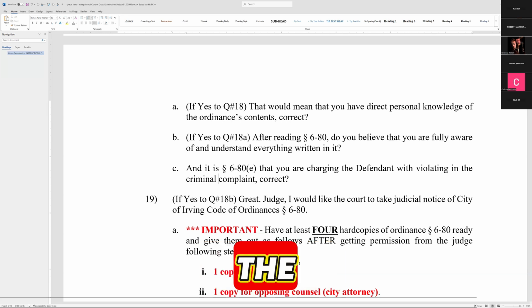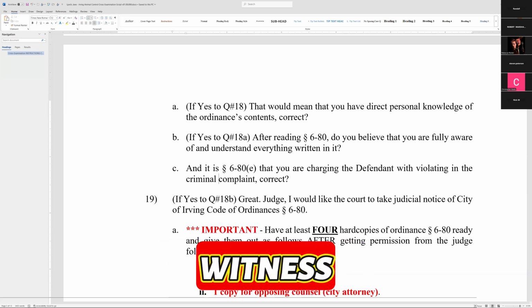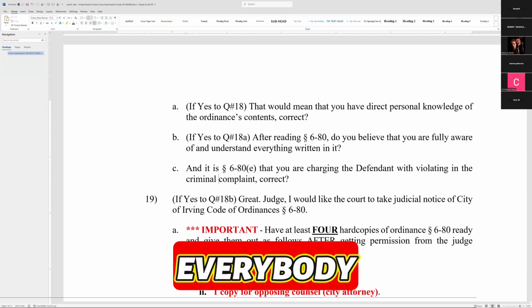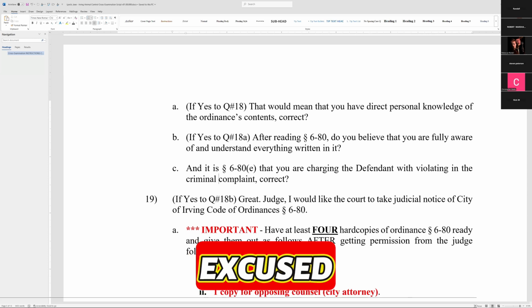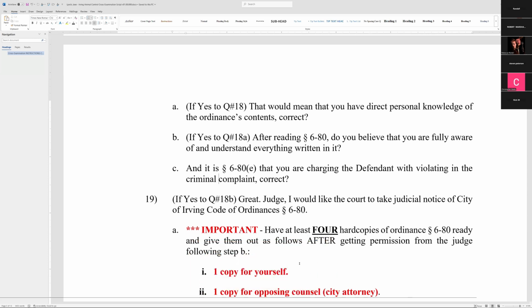So they never entered the courtroom at all until they were called as a witness. You're 100% positive of that. Well, at first, everybody was called at the same time to do their swear, and then they were excused until they were called back in.